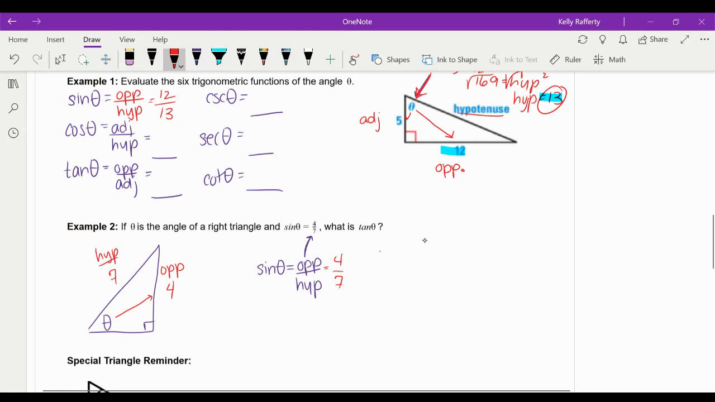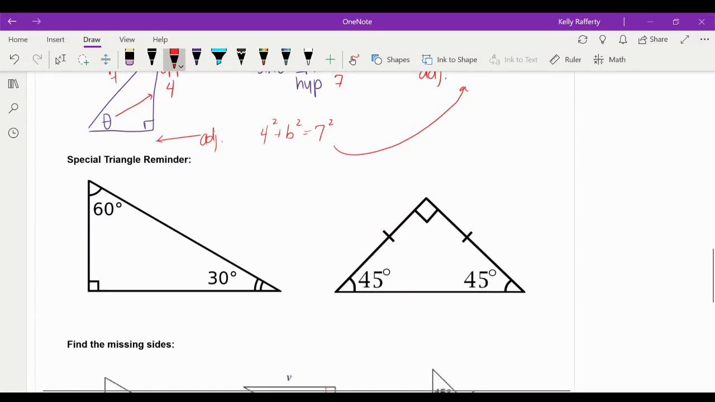So they want us to find tangent of theta, which is our opposite side over the adjacent side. And we do have the opposite, but we're missing the adjacent. So you're going to use your Pythagorean theorem, right? We have a squared, we're missing the other side, b squared equals our hypotenuse squared. And I want you guys to solve through so you can put your adjacent side in there. So you're going to finish up that guy.